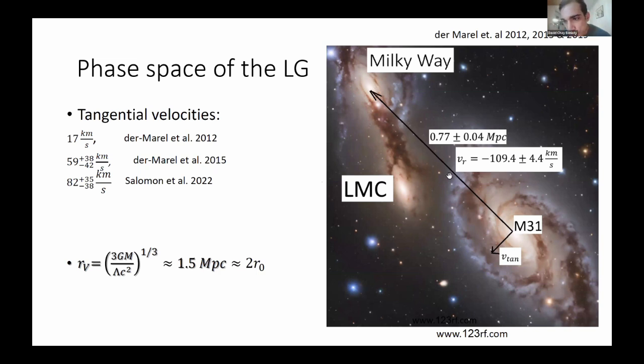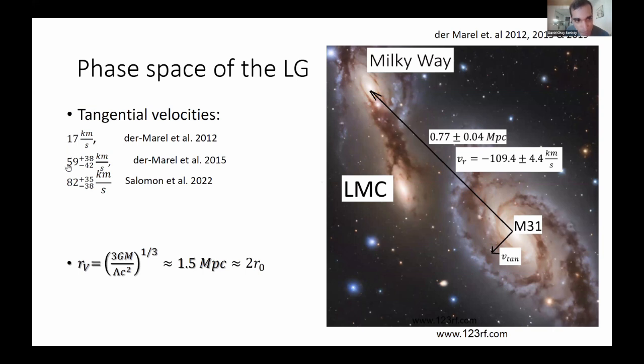The distance between the Milky Way and Andromeda is about 0.77 megaparsec. We also know with very high precision, from recent measurements by van der Marel et al., the radial velocity, which is about 100 kilometers per second, so Andromeda is falling toward us. About the tangential velocity of Andromeda, we have different estimations, related to different calibrations coming from the Hubble Space Telescope or from Gaia, from the proper motion of different stars. So you can get different estimations.